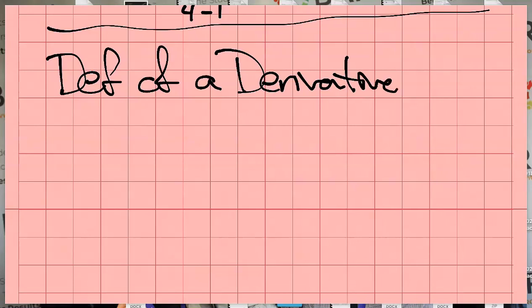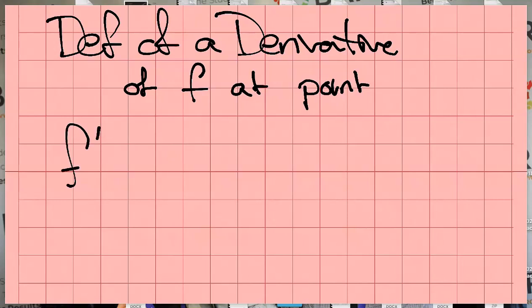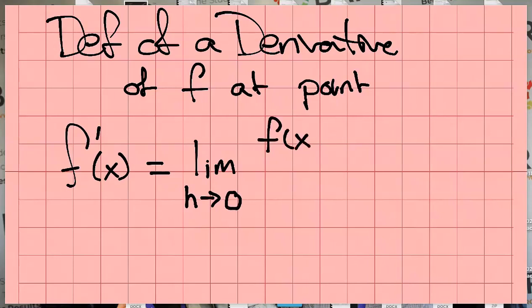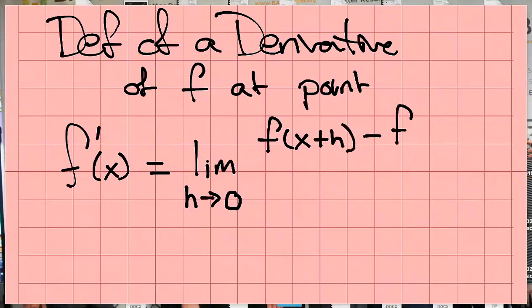Now, if they ask you for this, they're basically going to ask you just to set it up but not evaluate it. But the definition of a derivative of some function f at a point is found by the following. F prime of x is equal to the limit, as h, which is usually what they'll use, goes to 0, of f of x plus h minus f of x divided by h.